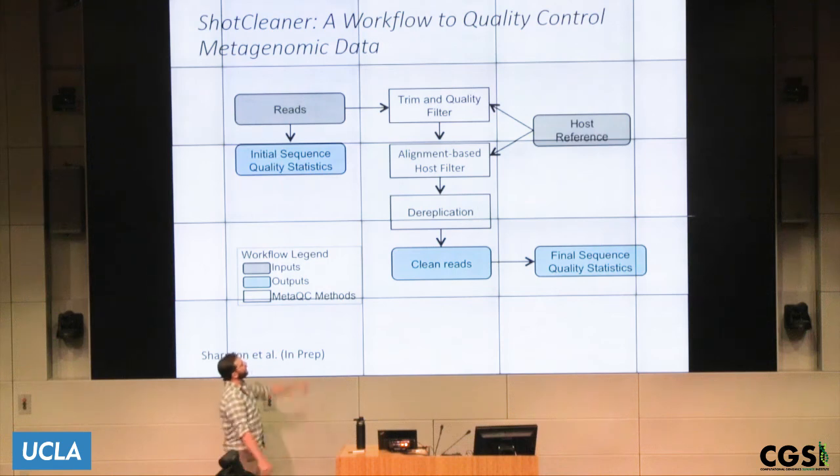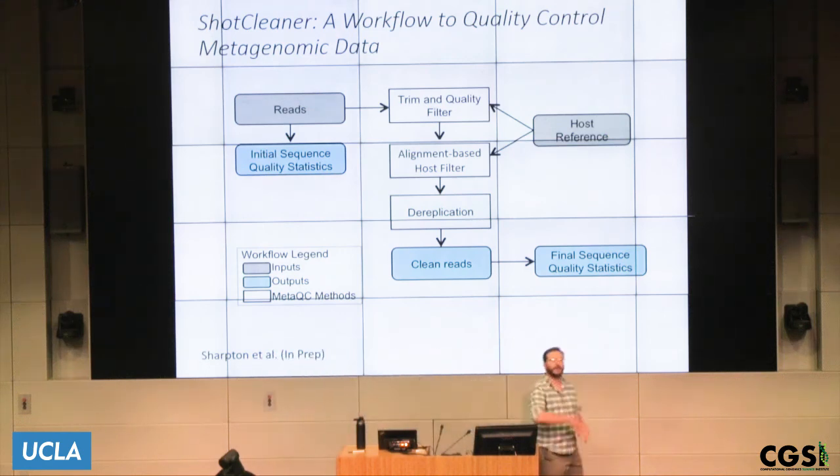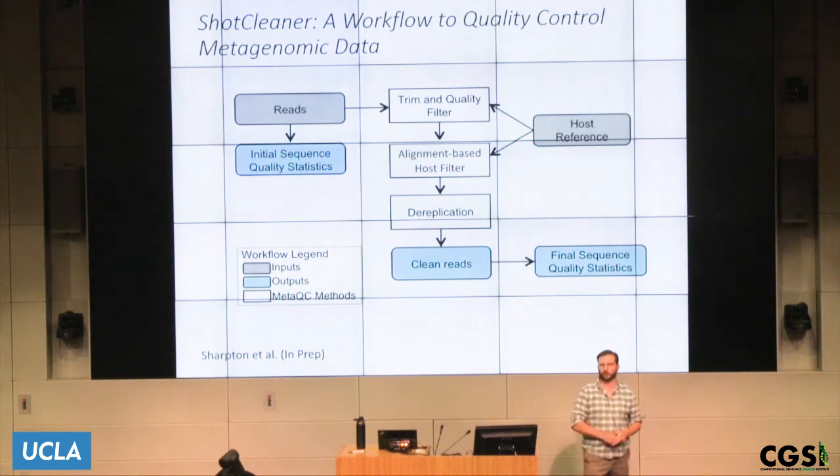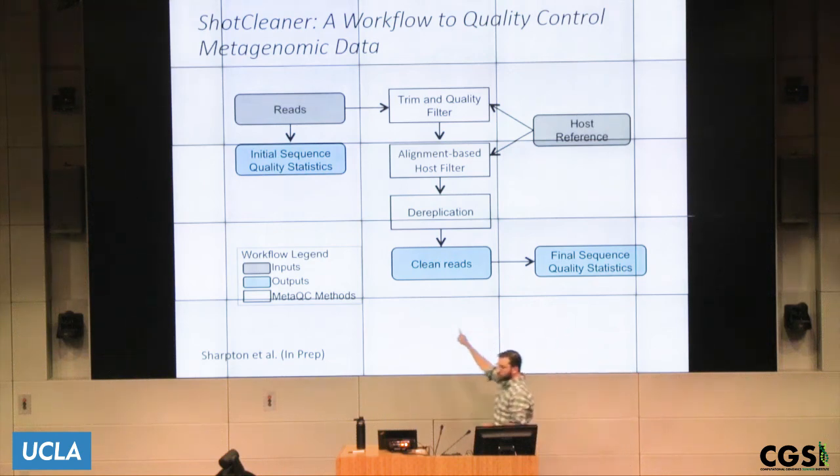And basically it works thusly. You take your raw reads, and first you trim and quality filter that data. Get rid of the adapters, get rid of the low quality sequences. Take what remains and compare it to your host genome, optionally. You may not be working in a host associated community. Get rid of the DNA sequences that are clearly derived from the host. And then you can conduct a dereplication step using some of the tools that I mentioned previously. At the end of the day, you finally got cleaned reads.